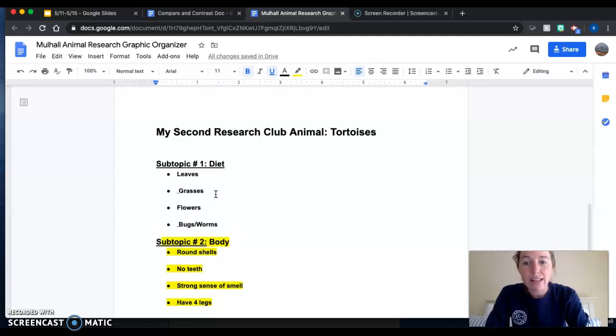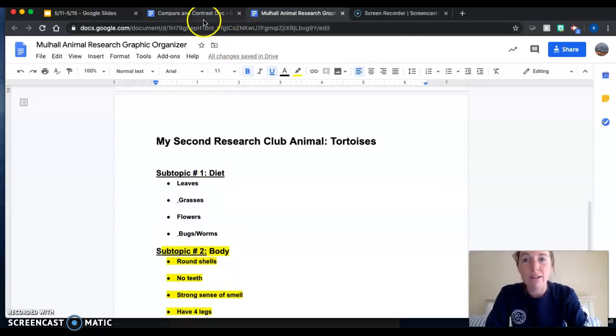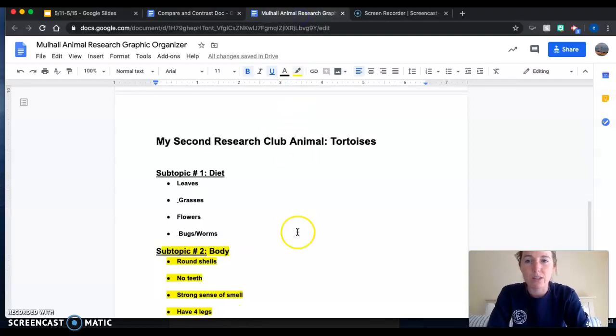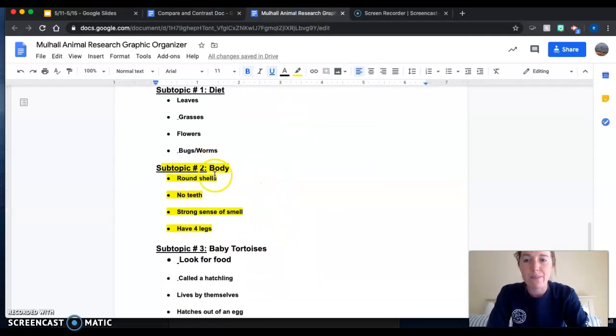Good. You should have said that they both have a strong sense of smell. So I'm going to go to similarities and type both have strong sense of smell. It's okay that they're not in complete sentences. What's another similarity between dogs and tortoises based on my information?